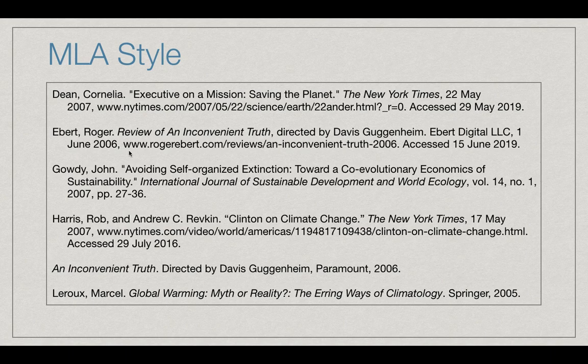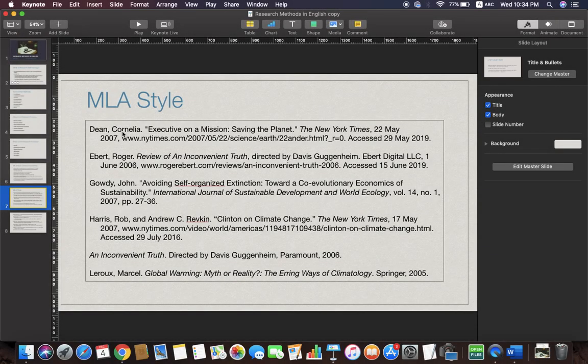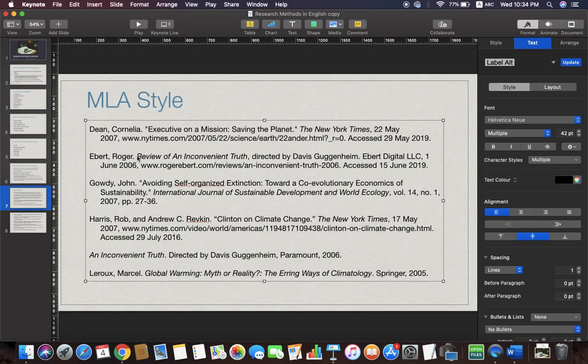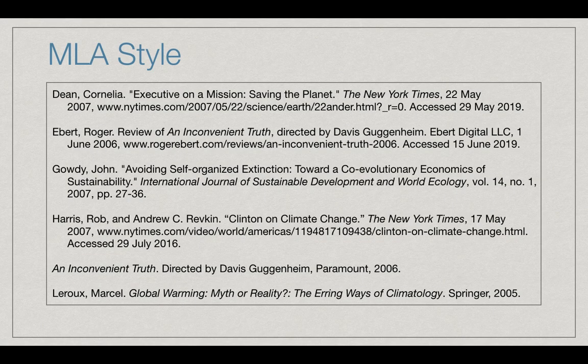Oh, I made a mistake. Review of should not be italicized. I will correct it right now. I am the one who made this mistake. It is okay if I make a mistake, I can also correct it. This is why I was confused. I hope you understood now. Review of An Inconvenient Truth, An Inconvenient Truth directed by. Okay, understood?